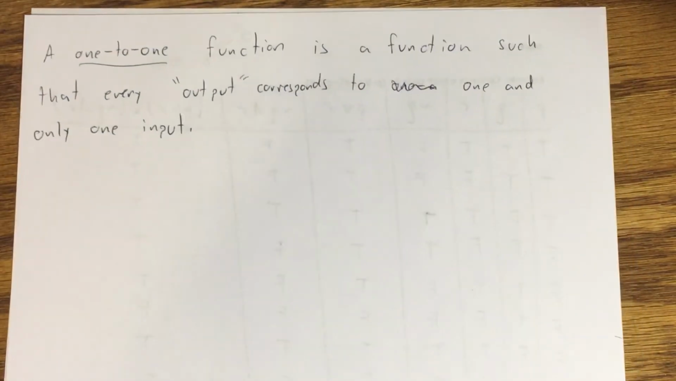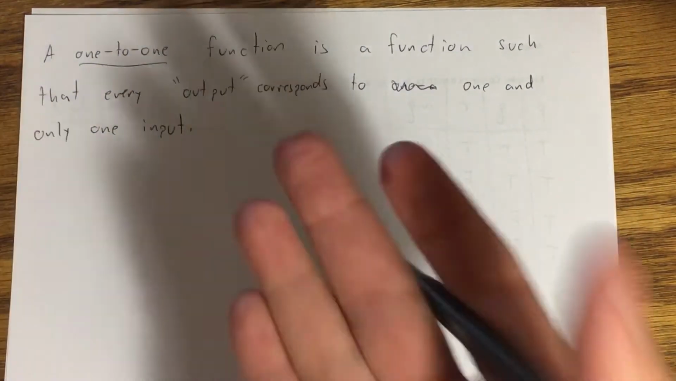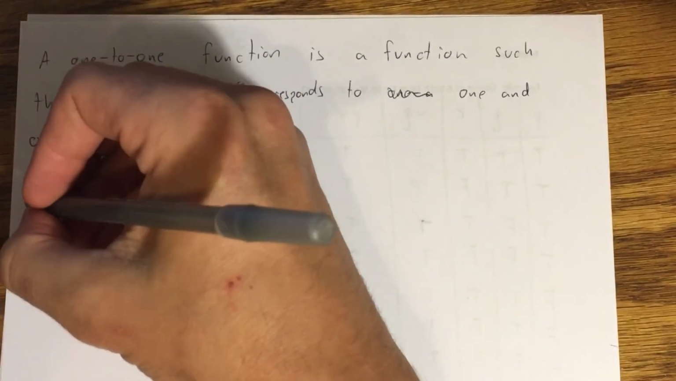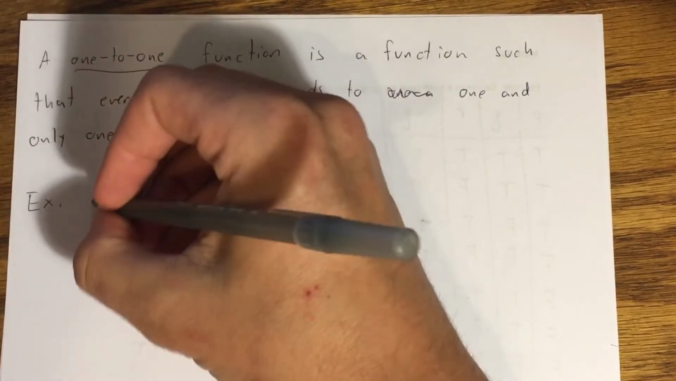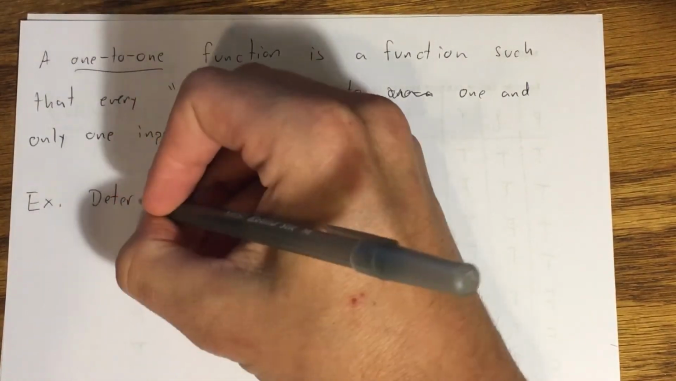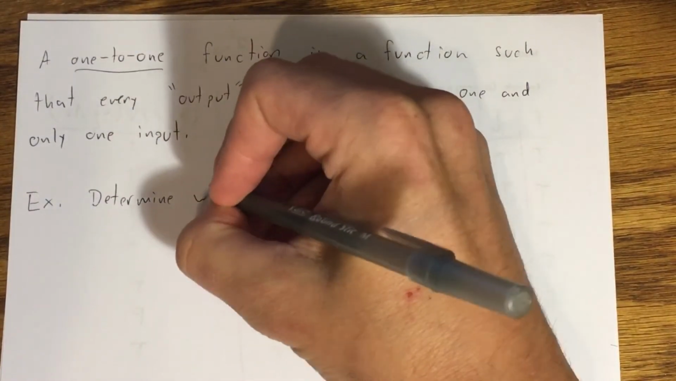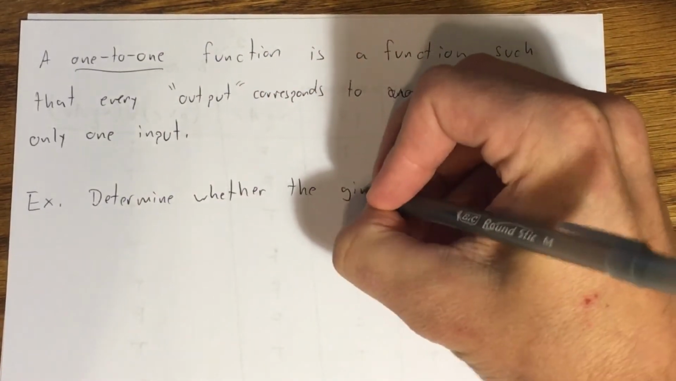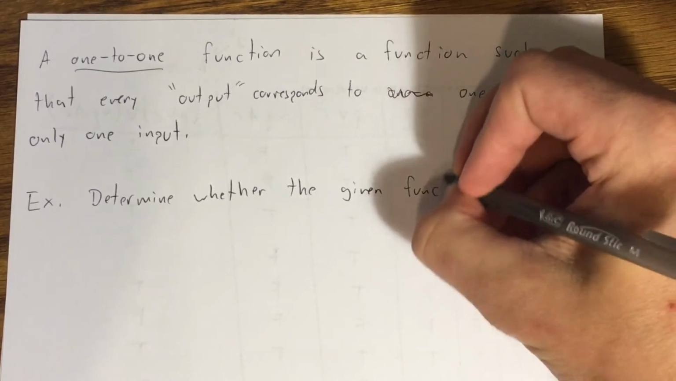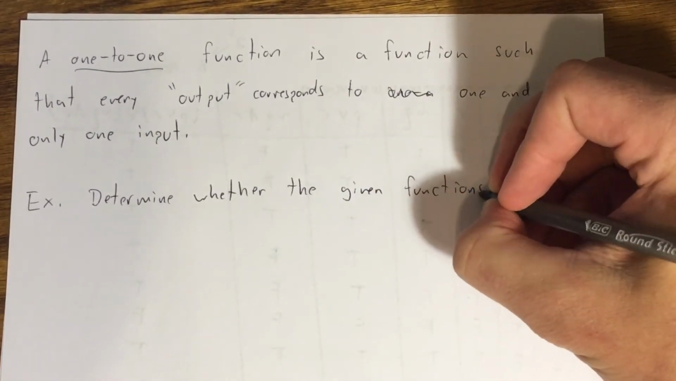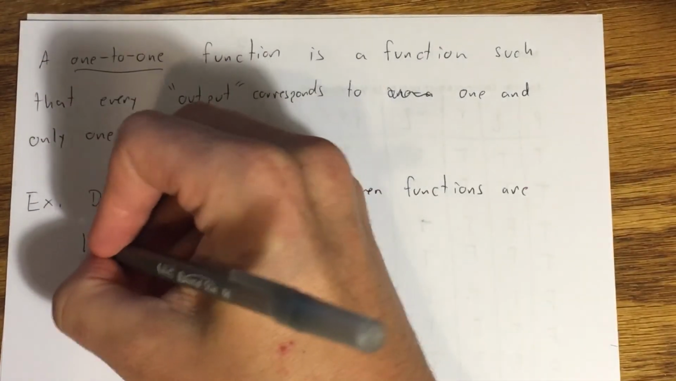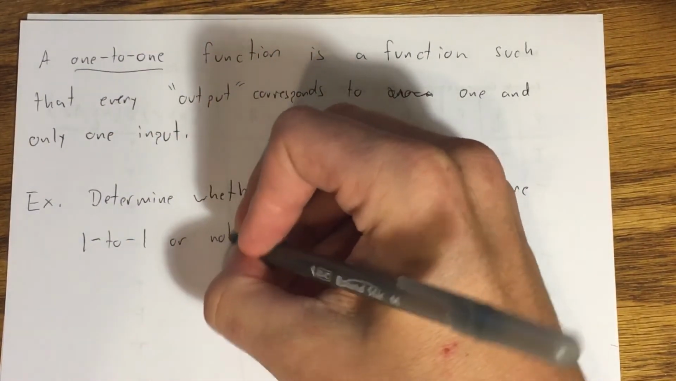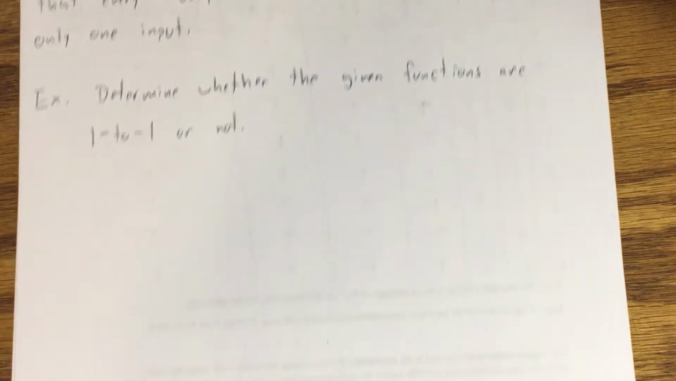Okay, now let's think about this for a second. First and foremost, one-to-one functions are functions. So let me do an example to help illustrate this. Determine whether the given functions are one-to-one or not. Okay, so we're going to look at functions in different forms.